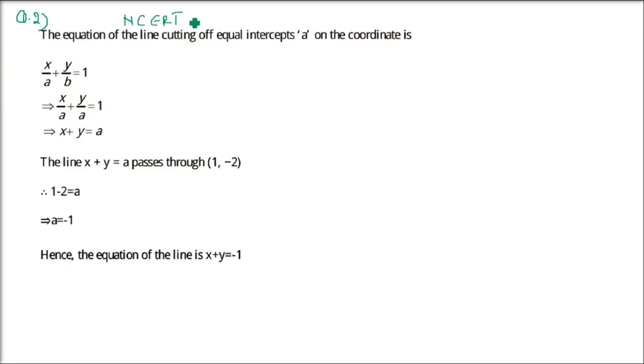Now the next question is, find the equation of the straight line which passes through (1, minus 2) and cuts off equal intercepts on the axes. Now this is an NCERT question. Equal intercepts means the x-intercept and y-intercept are going to be equal. So there is a line, and a and b, the x-intercept and y-intercept, are both the same. If this is a, this will also be a.